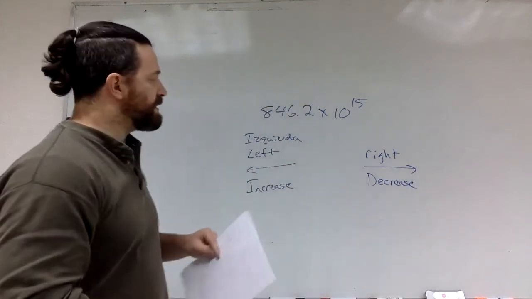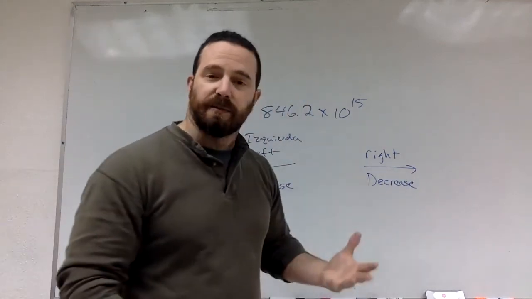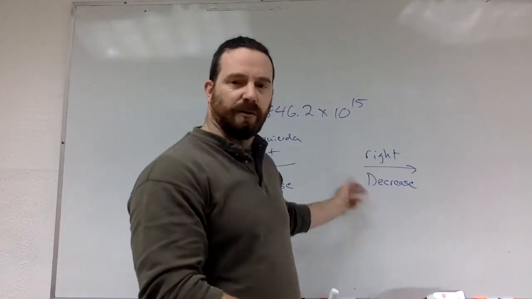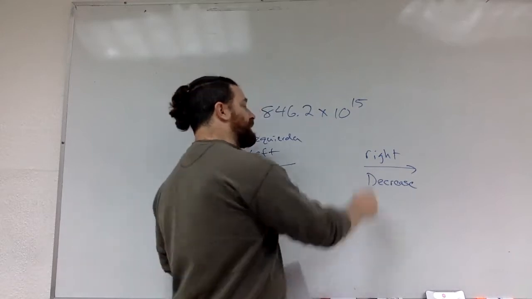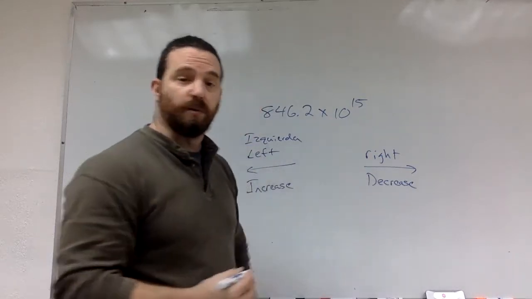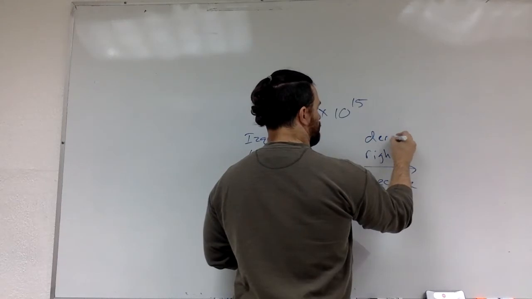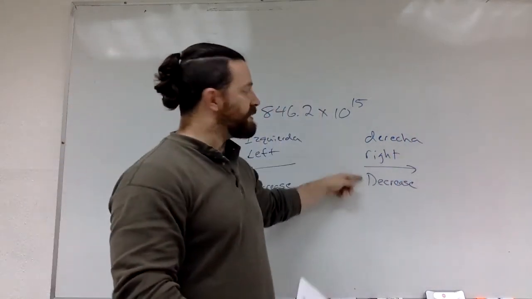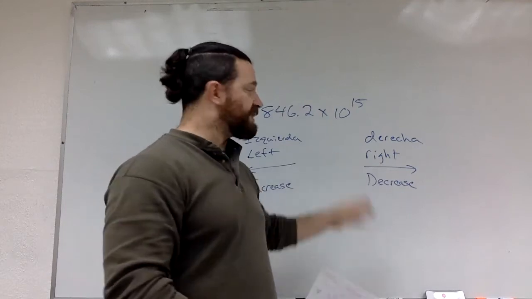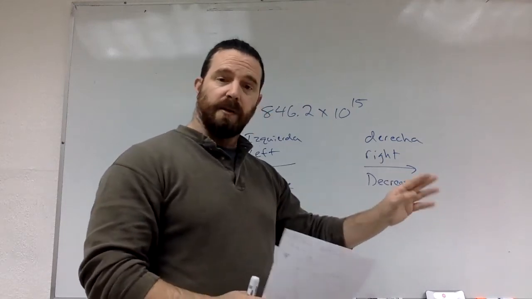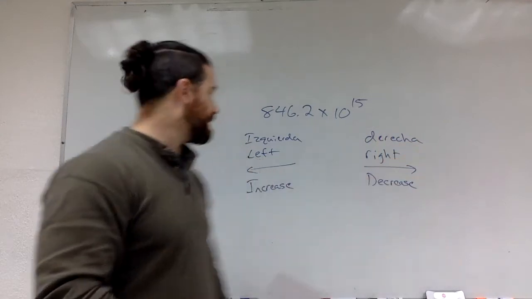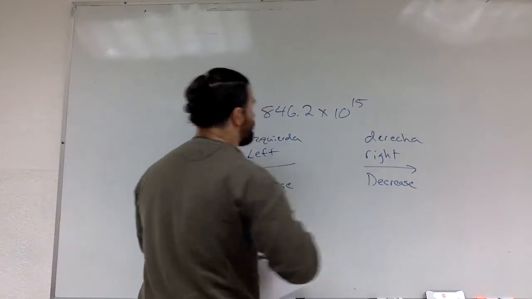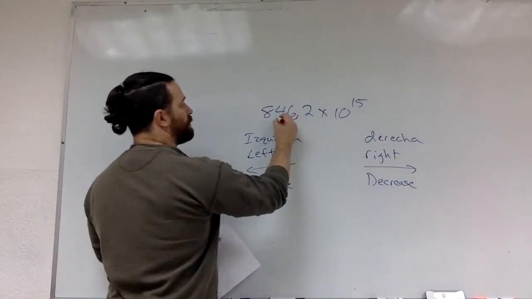Whenever we move the decimal to the right, we have to decrease. Now, again, I look at these 2 words and I don't see anything that allows me to find some type of easy way to remember why does right mean decrease. But what if rather than the English word for right, we use the Spanish word? Derecha. Derecha begins with a D, and so does decrease. So when you move the decimal to the right, you have to decrease. Derecha, decrease. Izquierda, increase.